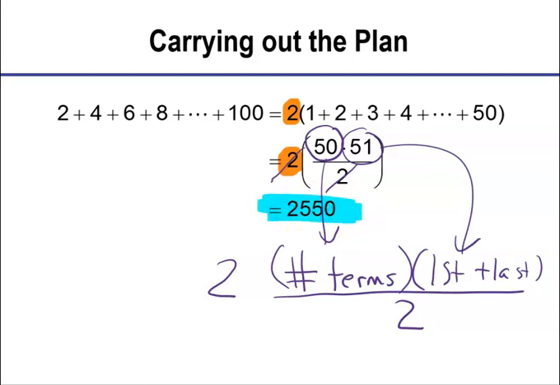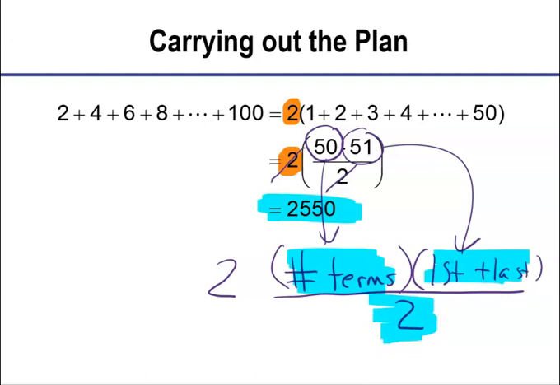2,550. Now, again, one of the most important things that I can tell you that's going to apply to the homework, you're going to have these Gauss problems. And so remember, you need to know the number of terms that you have in your series. If we're counting from 1 to 50, that's going to be 50 terms, right? And then you're going to add the first plus the last, and then divide by 2. That is your formula.